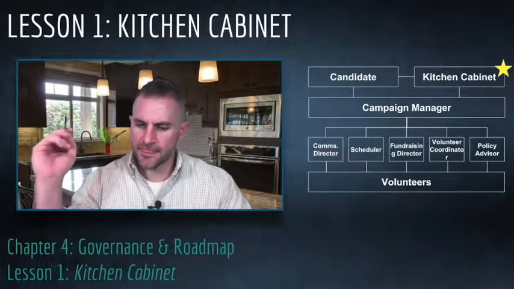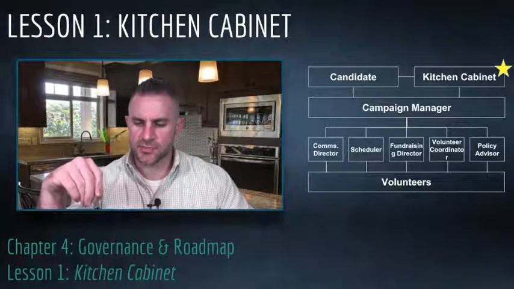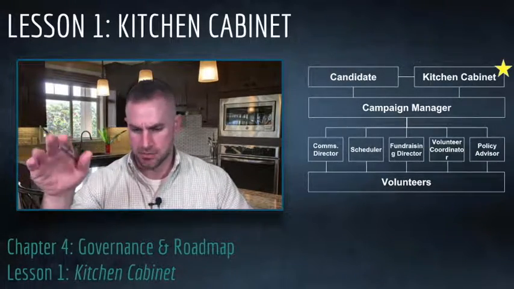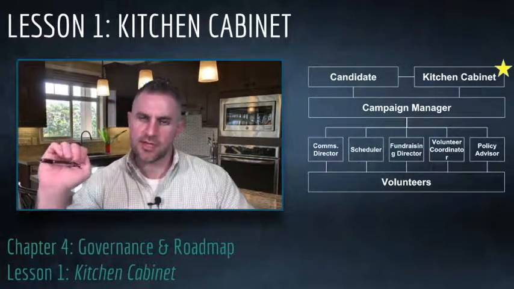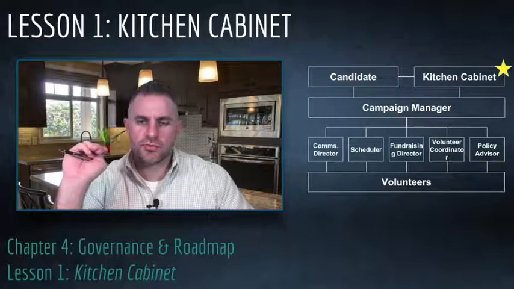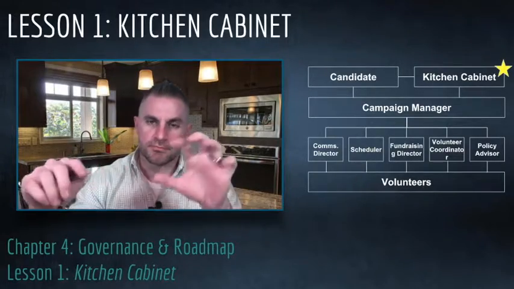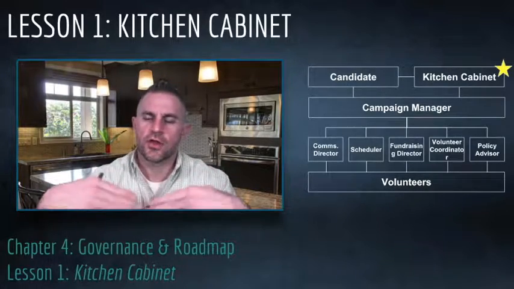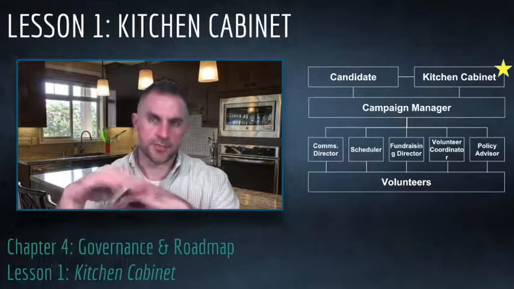You can see in the diagram here, I have a little star next to the kitchen cabinet. I talked about this briefly before, but essentially you can see that they're at the same level as you, the candidate, at the top of the campaign structure, but with a horizontal line across. That means you, the candidate, are really consulting them in an advisory way. And then the decisions that are made between you and the group of them trickle down to the campaign manager and the rest of the staff and folks working on the campaign. So that's a brief overview.